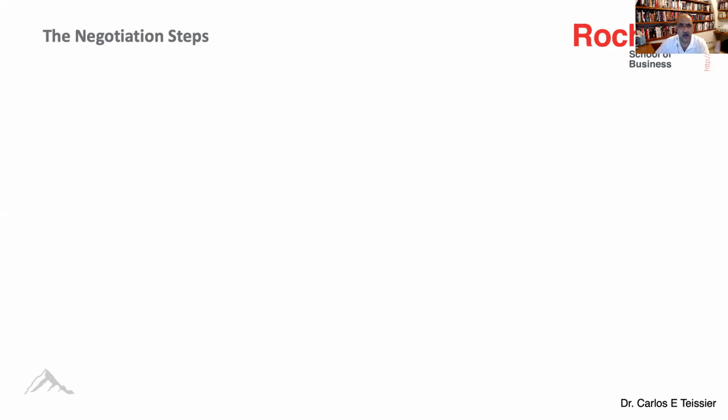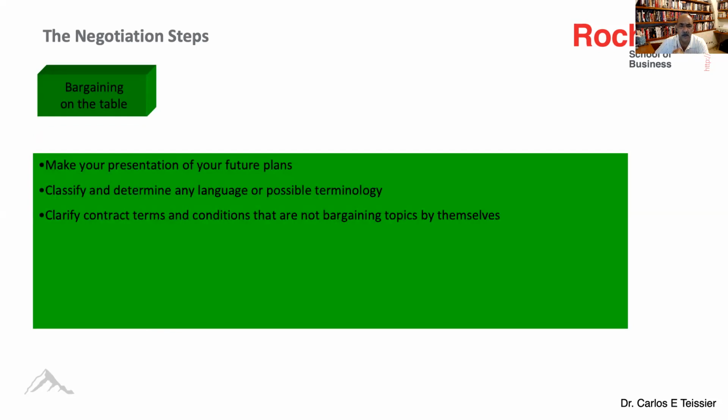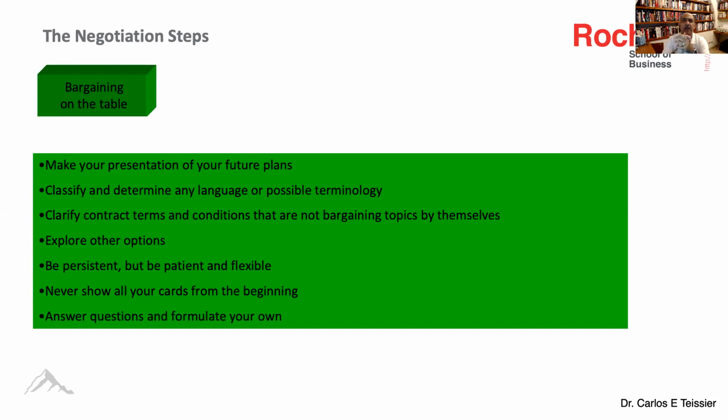Okay, so that is the opening stage. Now you're sitting at the table, now you are talking to the other side. Now we go into the bargaining stage. We said we're going to divide the bargaining stage in two parts. The bargaining stage is nothing more than offers and counter offers, proposals and counter proposals. Okay?